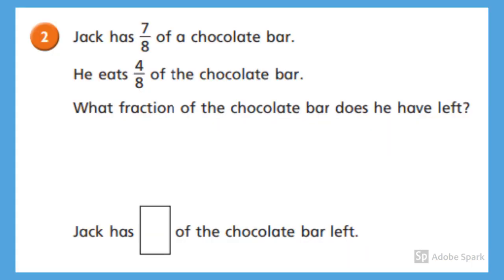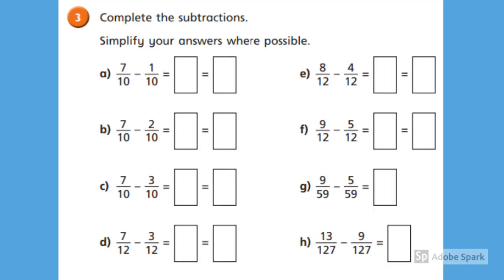Question number 2. Jack has 7/8 of a chocolate bar. He eats 4/8 of the chocolate bar. What fraction of the chocolate bar does he have left? Remember to use a bar model to help. Question number 3. Complete these subtractions. Remember, you can simplify your answers where possible.